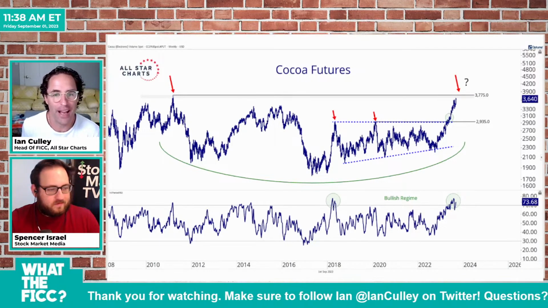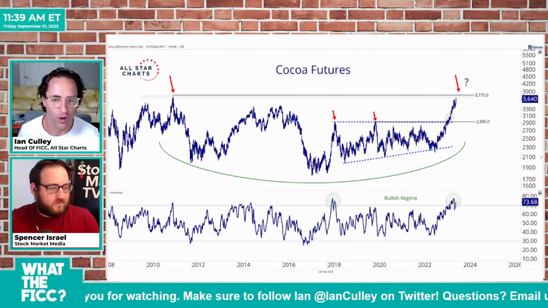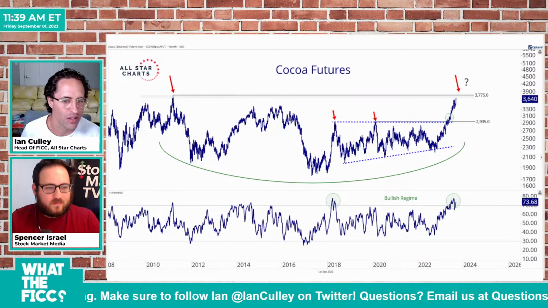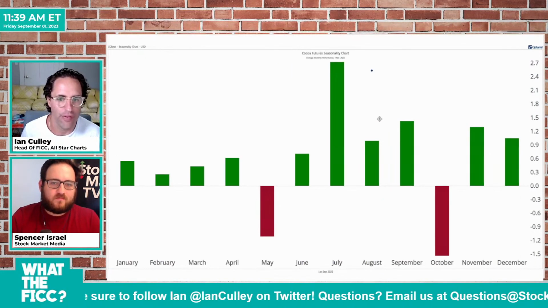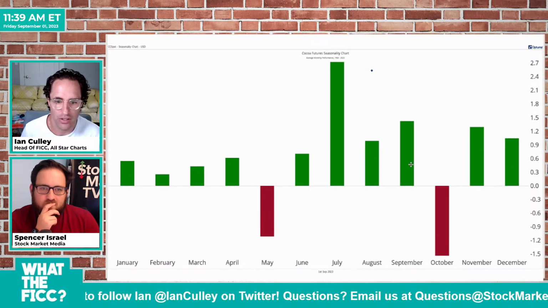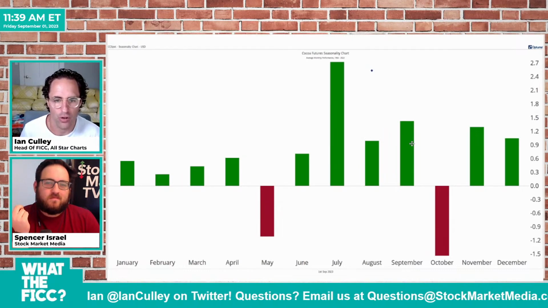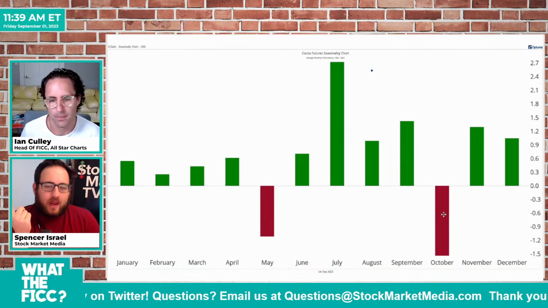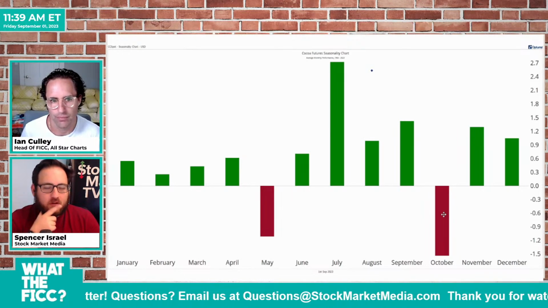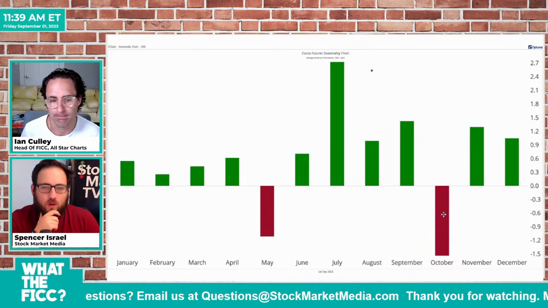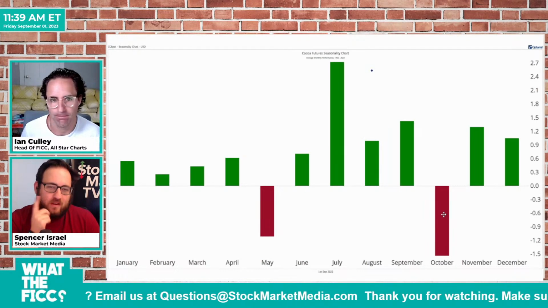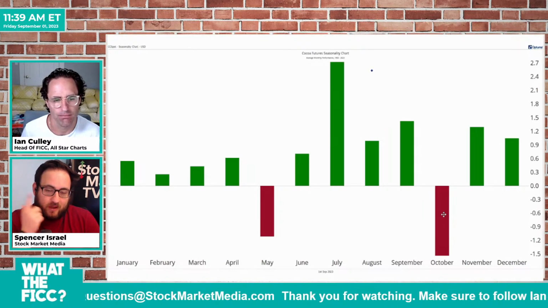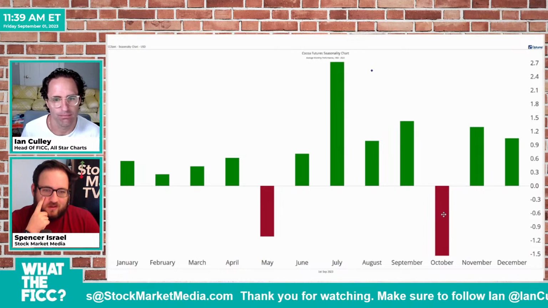But this is a decade-long base. Cocoa's on the verge of challenging those 2011 highs, coming off of a very strong seasonal period. September's also a strong month for cocoa. October, not so much. This is weird to me. Why are May and October randomly seasonally weak months for cocoa? No idea. It probably has something to do with the harvest, right? But that's so strange. I don't know.